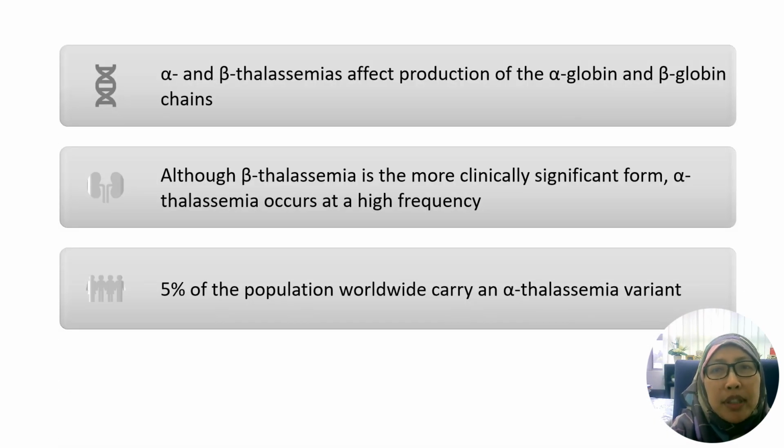Worldwide, the most important forms are alpha and beta thalassemia, which affect production of the alpha globin and beta globin chain respectively. Although beta thalassemia is the more clinically significant form, alpha thalassemia occurs at a high frequency across the tropical belt, almost reaching fixation in parts of Southern Asia. It has been estimated that about 5% of the population carry an alpha thalassemia variant.